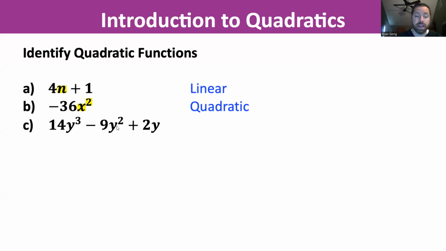This one has an exponent of 2, but the biggest exponent is the 3, which makes this a cubic function. We are not dealing with that in this unit. And then the last one here, s squared, it's quadratic.